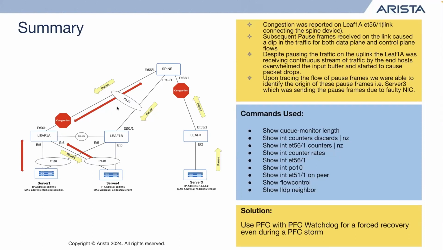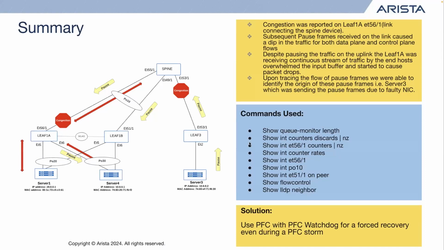Now that particular drop of the output traffic was causing the control plane and data plane traffic to be impacted. And we traced the flow of these pause frames to understand which device was the origin for these pause frames. And by running another test and tracing down the flow control packets being received, we were able to identify that it was actually server 3 which was sending us these pause frames, and that was due to its faulty NIC. Now we have this set of commands that we made use of to understand what the flow control was showing us, where those were coming from.